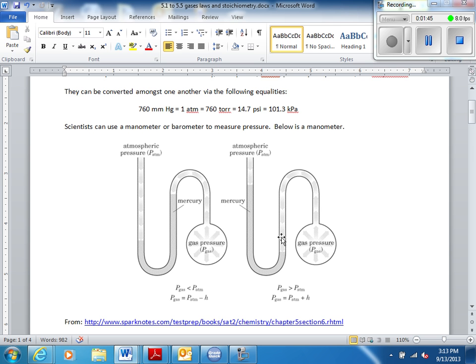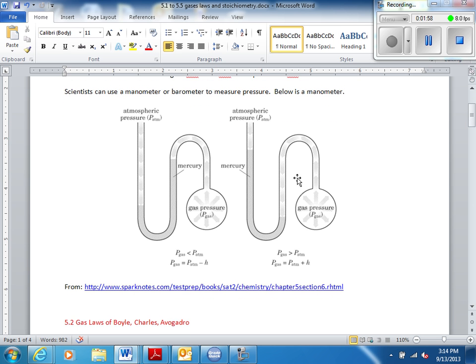Whereas on this side, the gas has a bigger pressure because the gas side is lower. So here, the gas pressure is your atmospheric pressure plus this distance from here to here. And if you're curious in seeing where that original picture came from, here's the website where it came from.